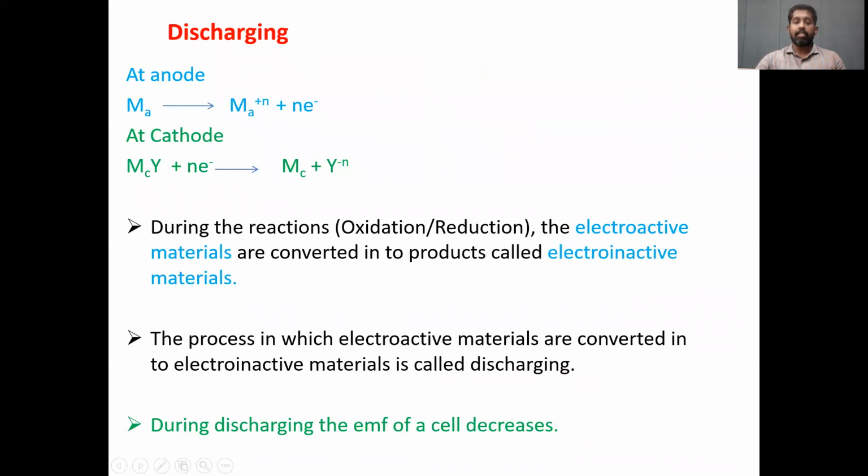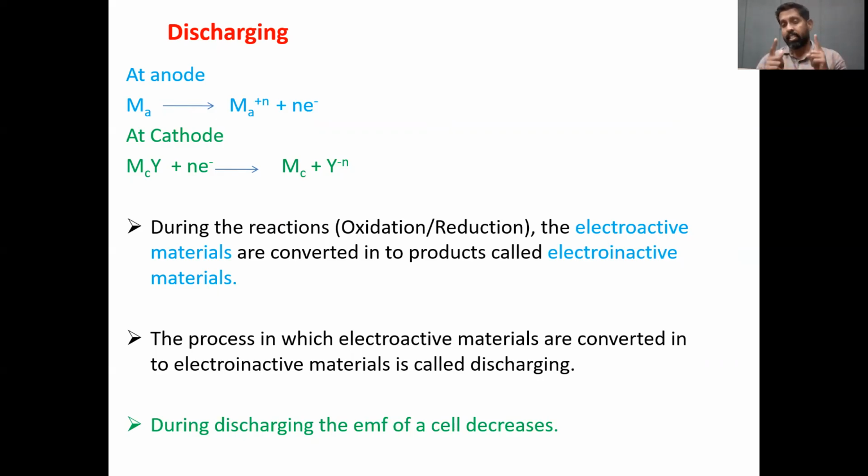You can see there's a simple discharging. At the anode, the metal undergoes oxidation. The electrons are liberated and move through the external circuit, and are accepted by the cathode, which undergoes reduction. During this oxidation-reduction reaction, the electroactive materials are converted into electro-inactive materials. This process is known as discharging.